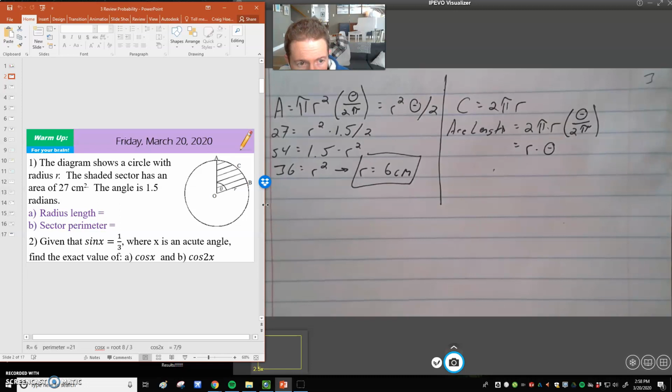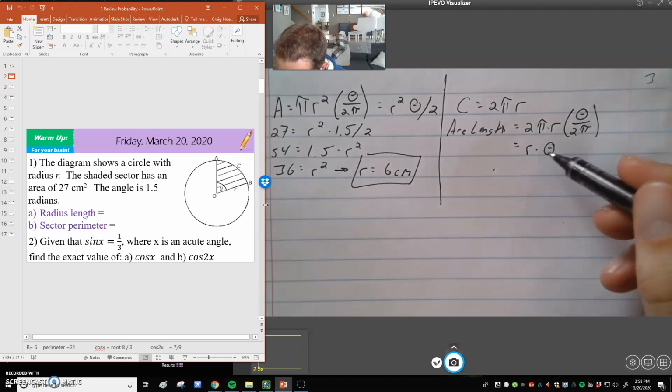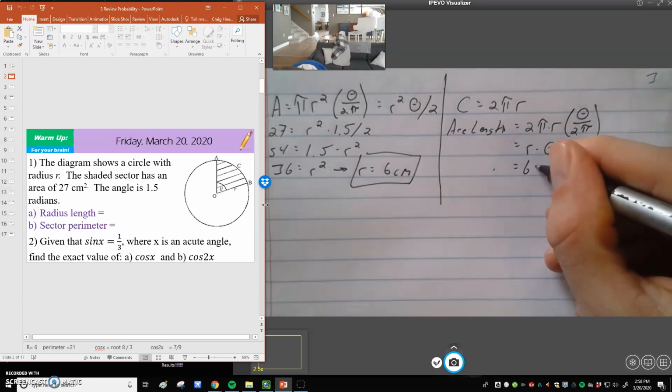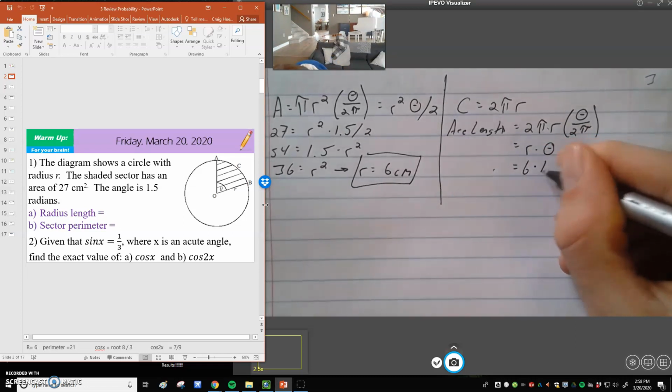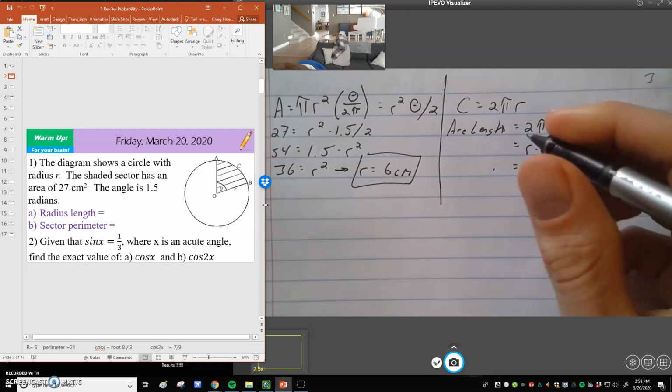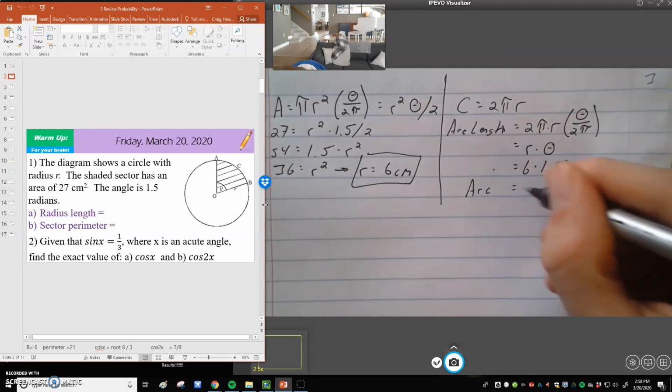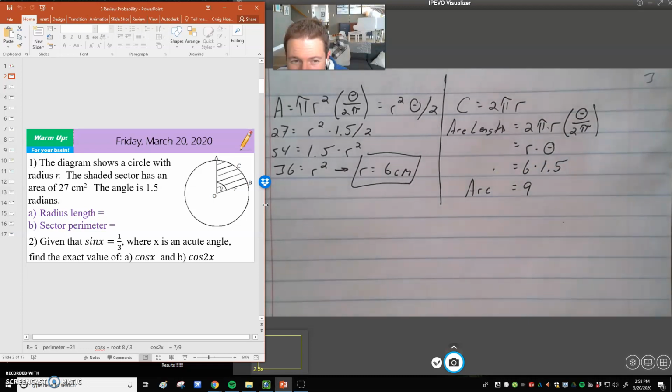We're looking for the arc length. They've given us the angle. We have the radius. So let's plug in both of those. Our radius is 6. Our angle was 1.5. And therefore our arc length equals 9. But now that's not the answer.